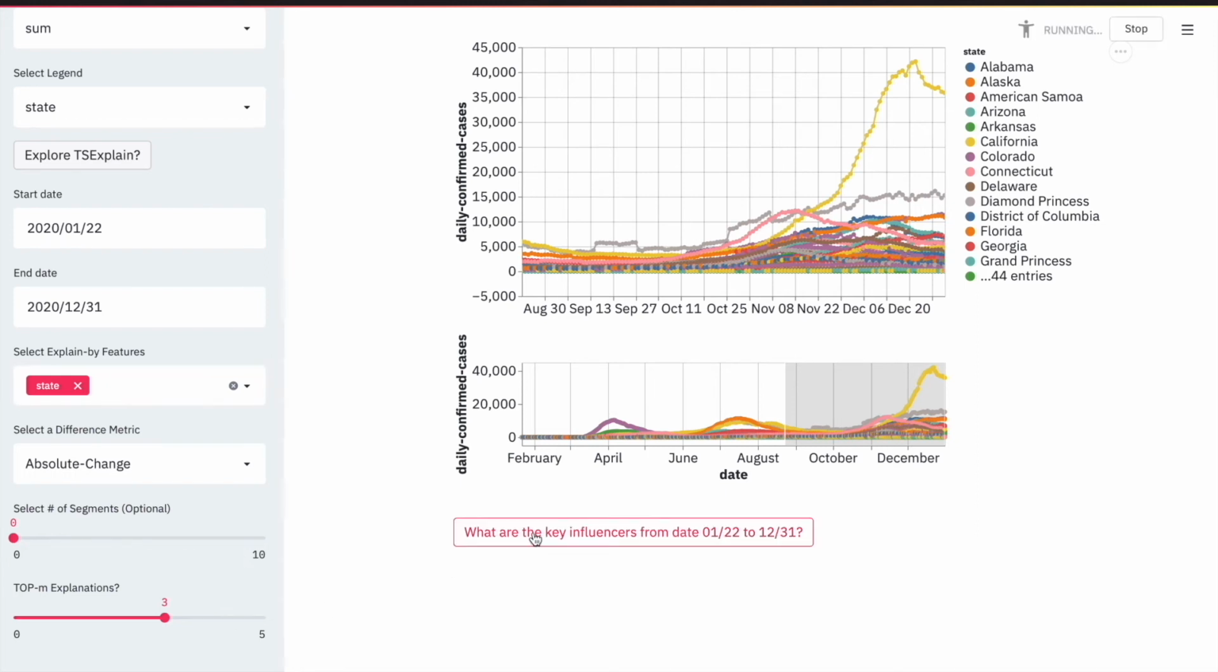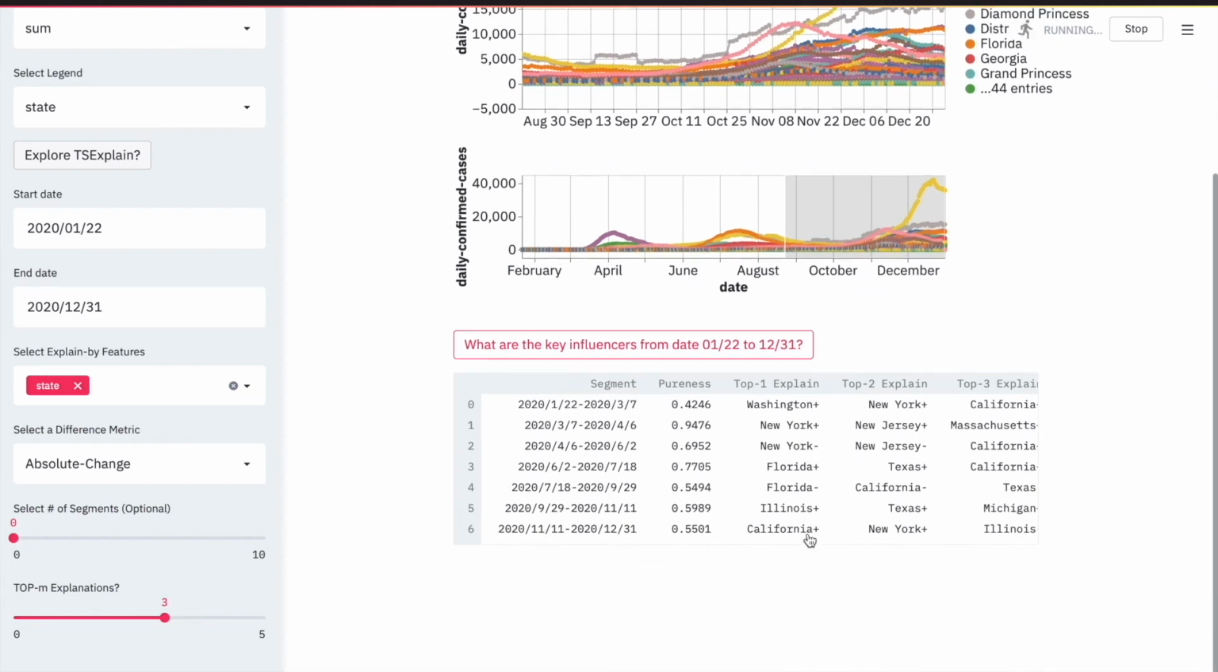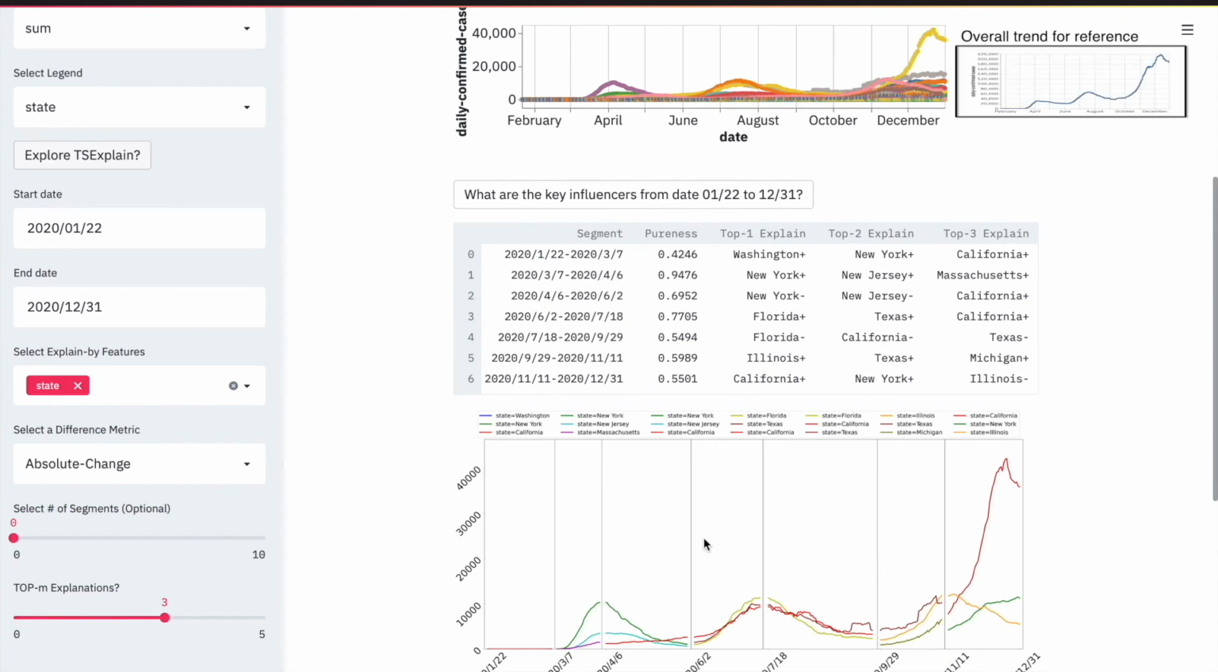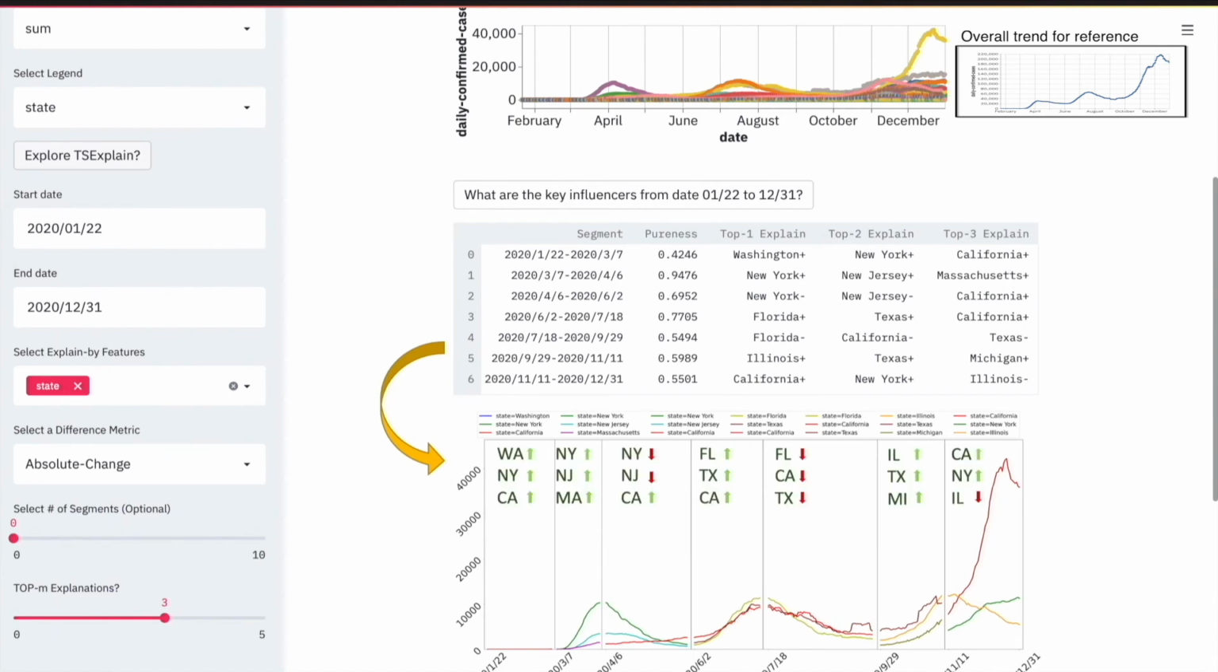TSExplain will then automatically segment the whole time series into multiple segments, and each segment has its own inherent and cohesive explanations. Here, TSExplain segments the time series into 7 segments. The table shows the top 3 explanations during each period. Pureness evaluates how consistent these explanations are in the corresponding segments. Plus and minus denote the rise or fall, respectively. The bottom chart visualizes the trends of each segment. Users can interpret the evolving explanations over time by looking at the top explanations during different periods.